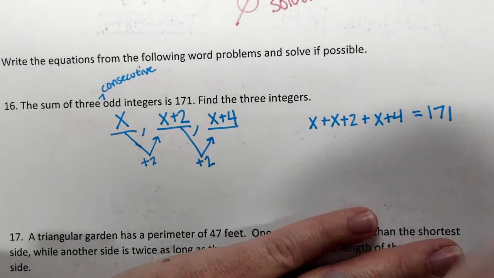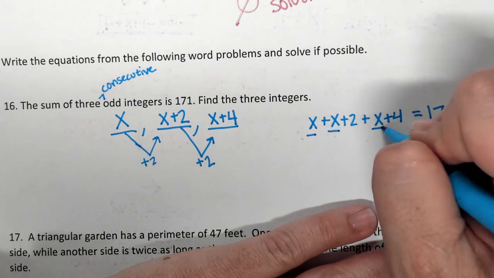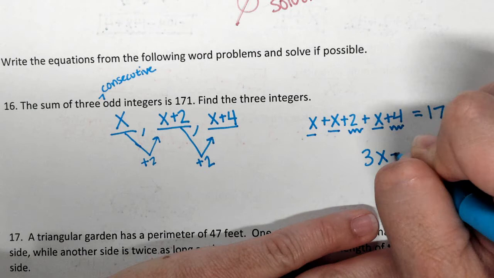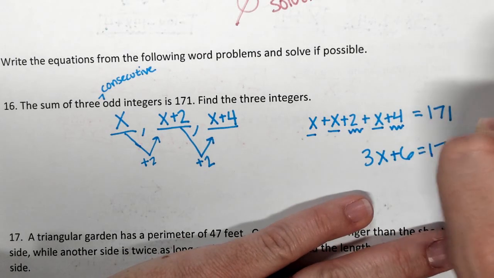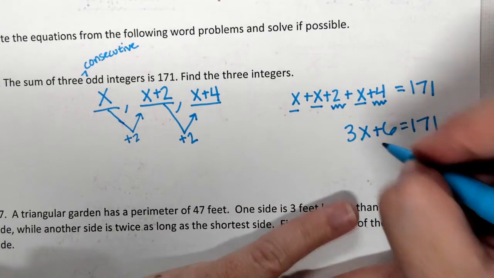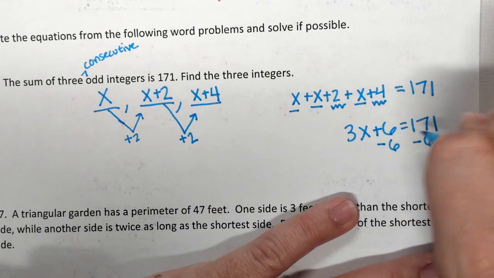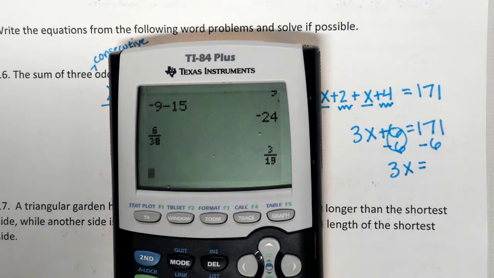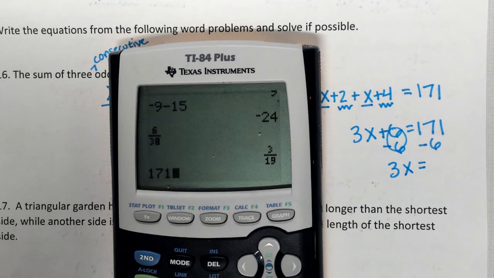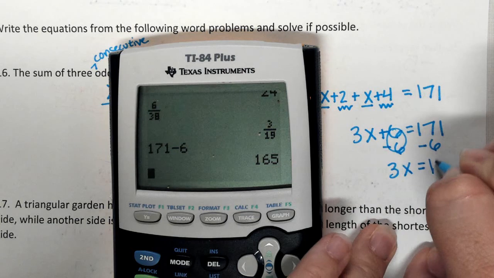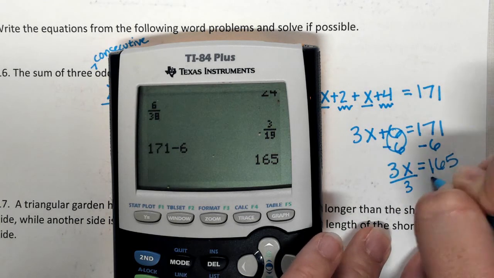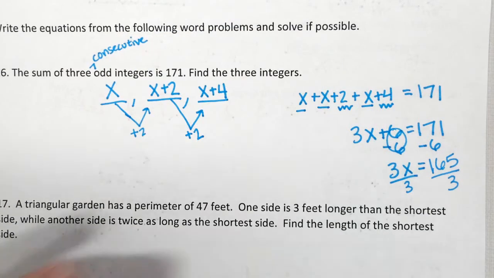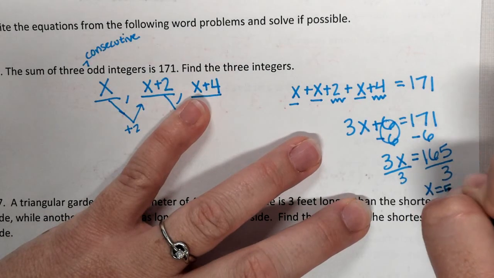And I need to combine my terms. So x plus x is 2x plus x is 3x. And then 2 plus 4 is 6. So I'm going to do minus 6, and I get 3x equals, I think it's 165. Yes. Divide by 3. And I should get an odd number, and I do. So x equals 55. But that's not the answer.